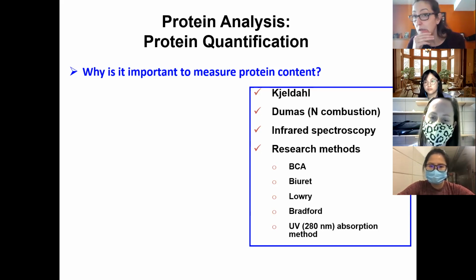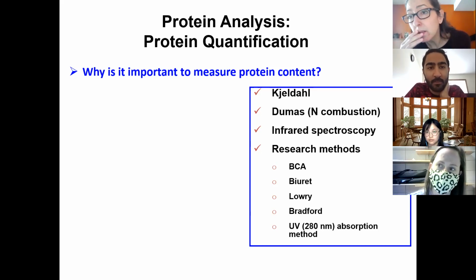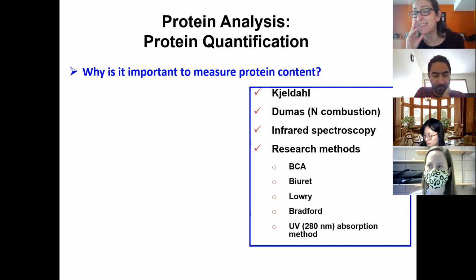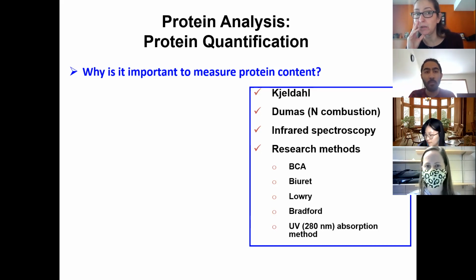Okay, great. What else can you think of? Adulteration. Say that again, Noah? Adulteration, yeah. If you want to make sure that you have protein, not melamine, you want to use a method that quantitates the actual protein content. Yes, so let me show you.